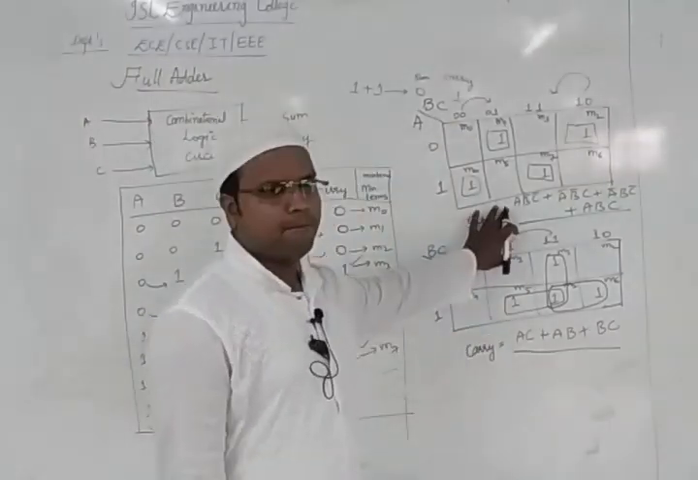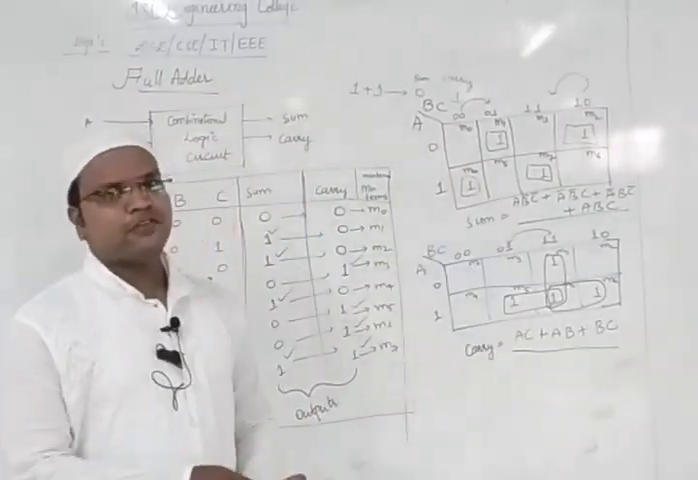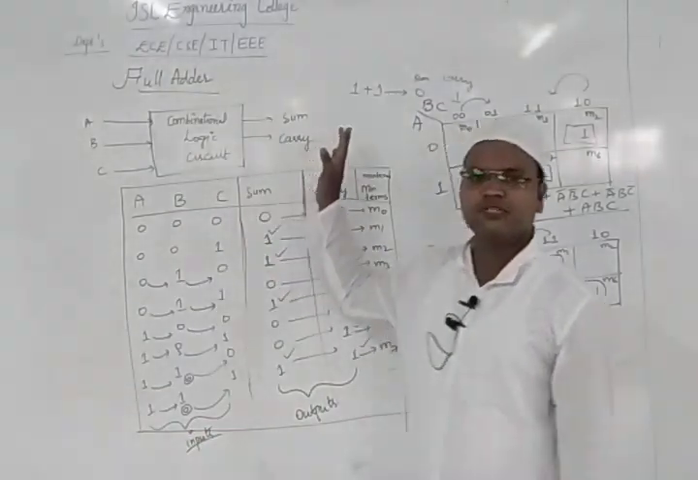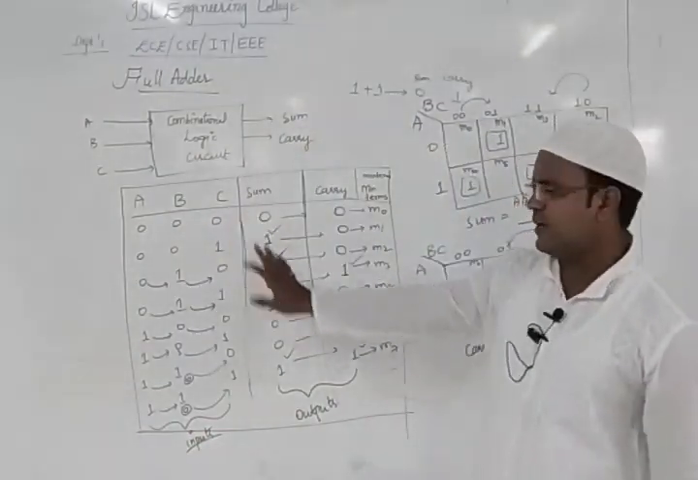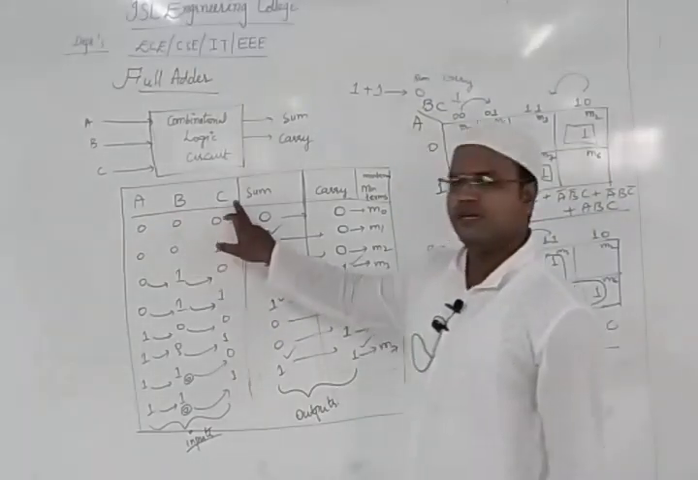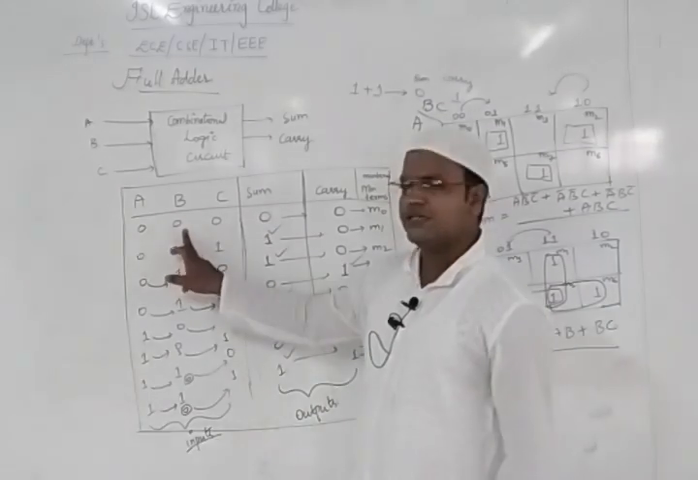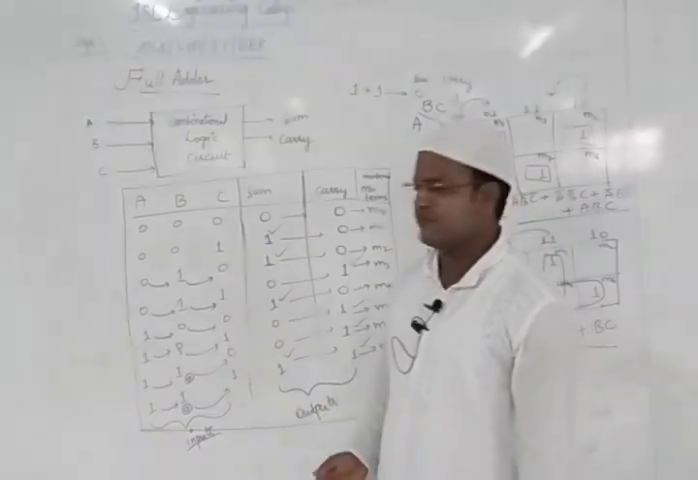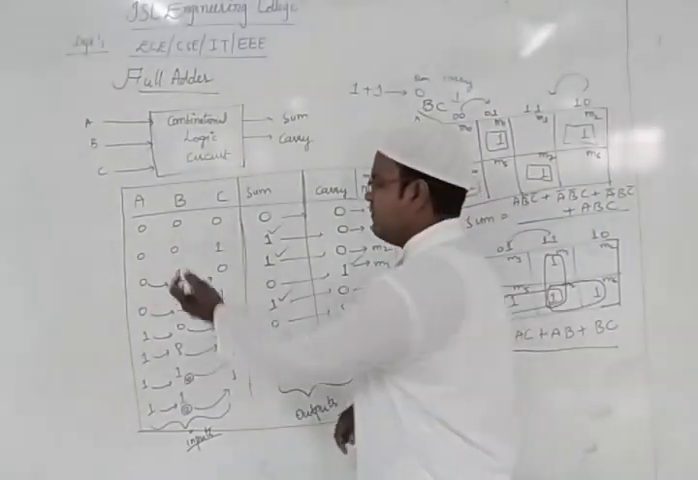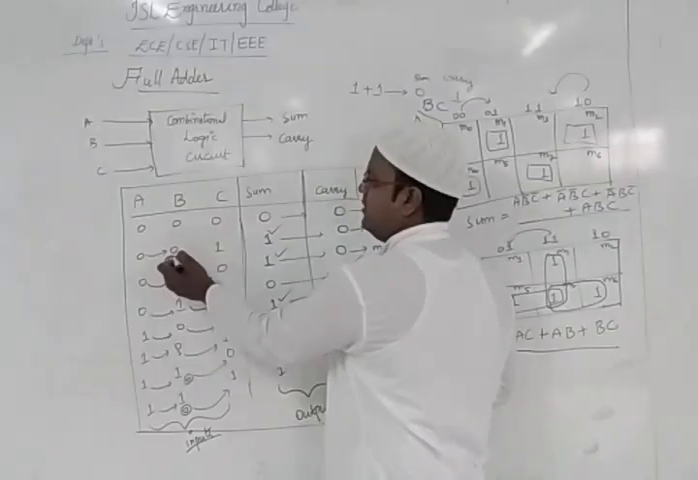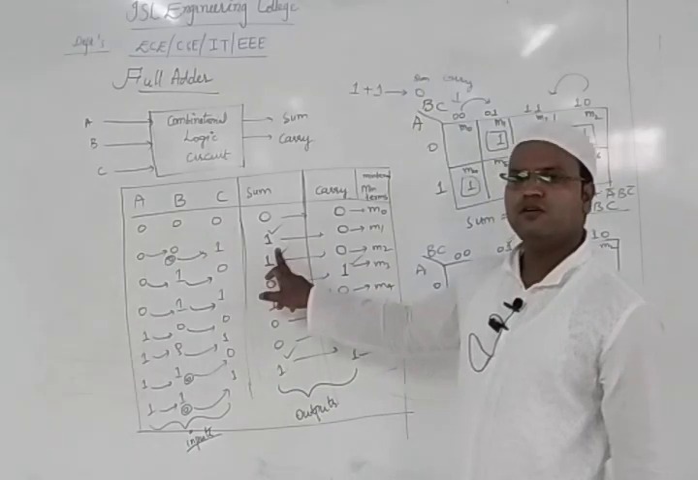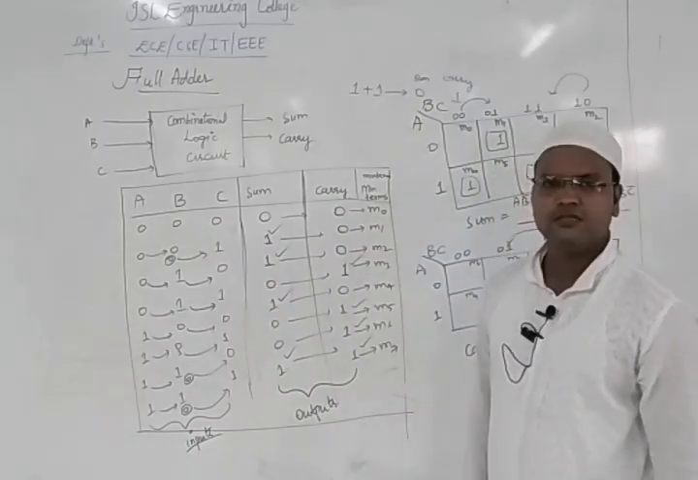We got sum. So see once again what we have done, students. We did 3 variables K-map. So before 3 variables K-map, we just want to write the truth table for it. So we wrote it. We got A, B, C. So how do we add 0 plus 0? They both are 0. There is no need of carry, and there is no need of sum. So 0 plus 0, bit by bit, it's 0. Again 0 plus 1 would be 1 only. So this is 1. Do we need any carry? No. So carry is 0.